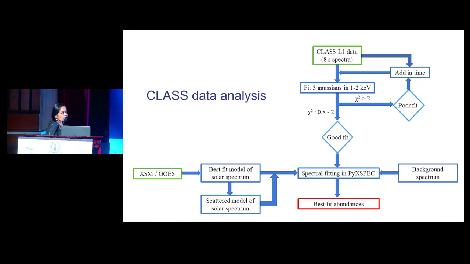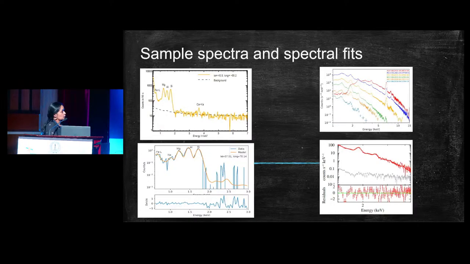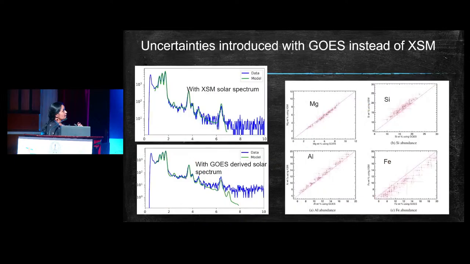The CLASS data analysis methodologies were also, we developed them, in fact. So basically, what we need to do is to invert the observed X-ray fluorescence spectra into abundances. So very detailed modeling is done, experimental verification was done. So all this goes into finally getting the best fit abundances. Here, very important, as I said, is to use the model spectrum from XSM. This is to just show sample spectra. You can see a spectrum of CLASS and a fit, spectral fits in both cases.